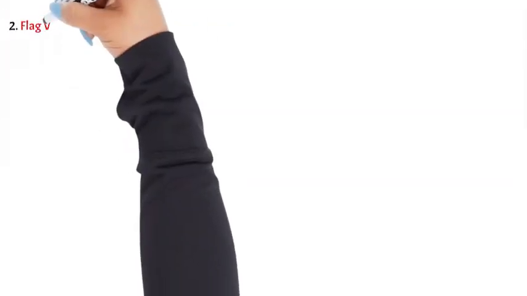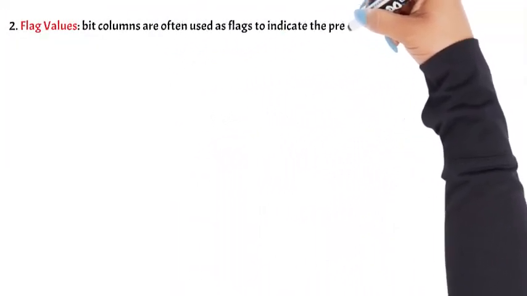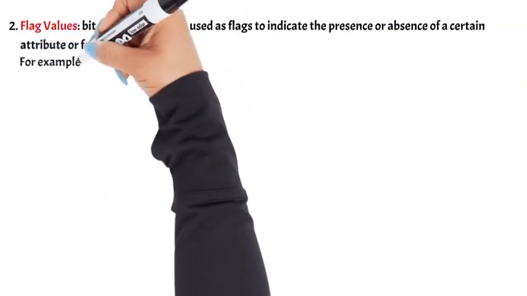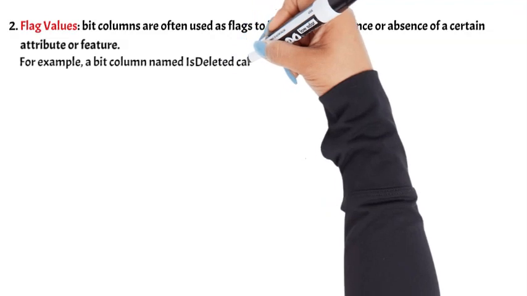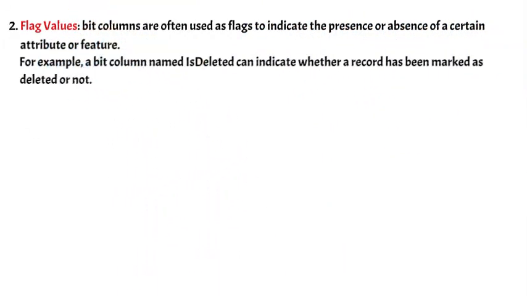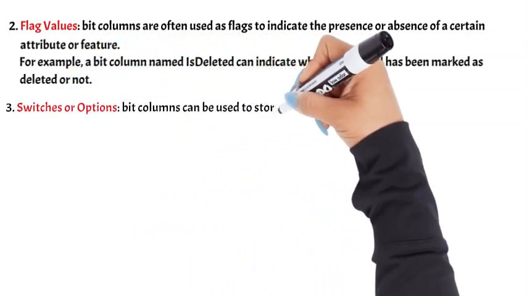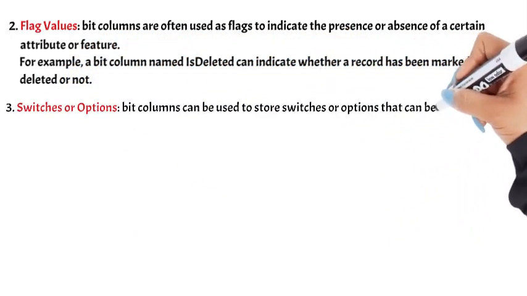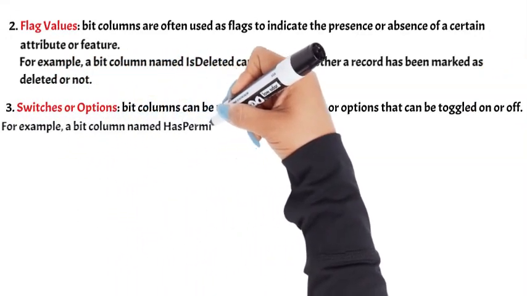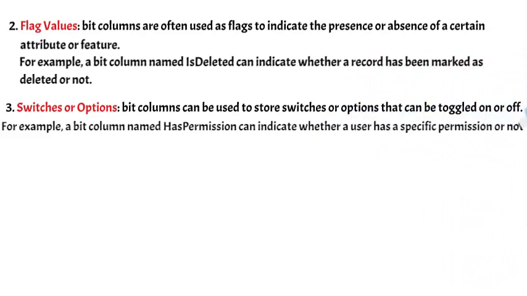2. Flag values. Bit columns are often used as flags to indicate the presence or absence of a certain attribute or feature. For example, a bit column named isDeleted can indicate whether a record has been marked as deleted or not. 3. Switches or options. Bit columns can be used to store switches or options that can be toggled on or off. For example, a bit column named hasPermission can indicate whether a user has a specific permission or not.